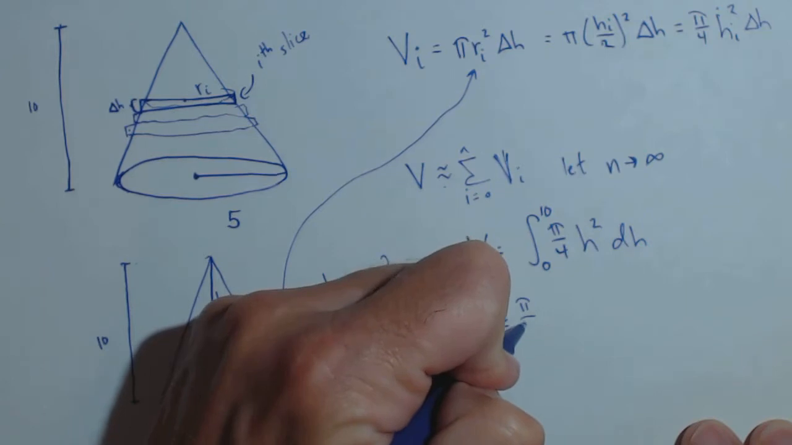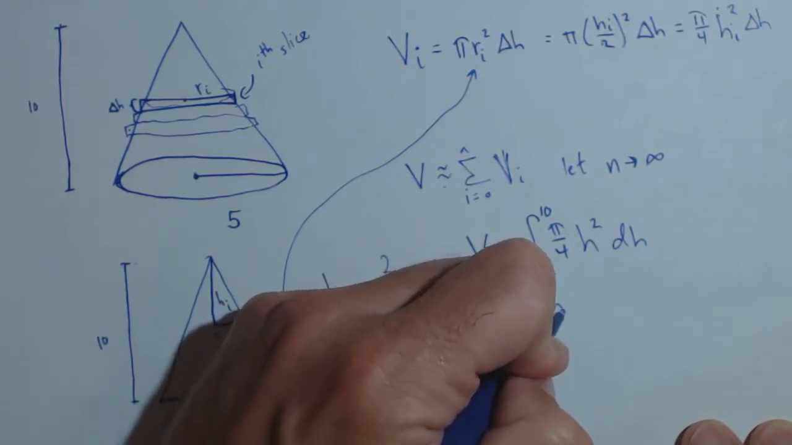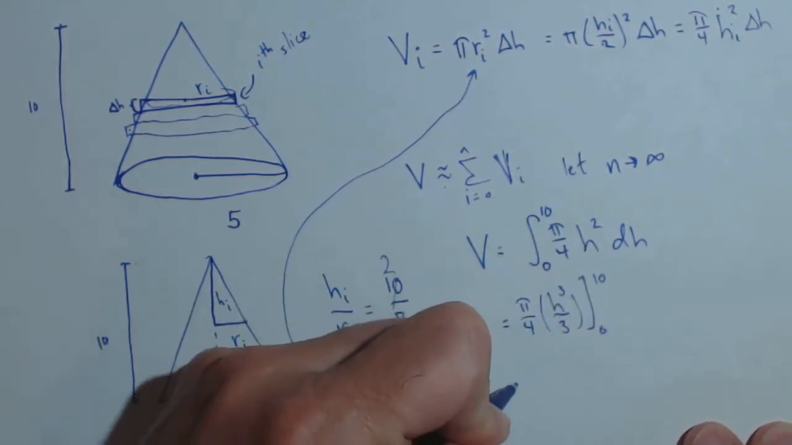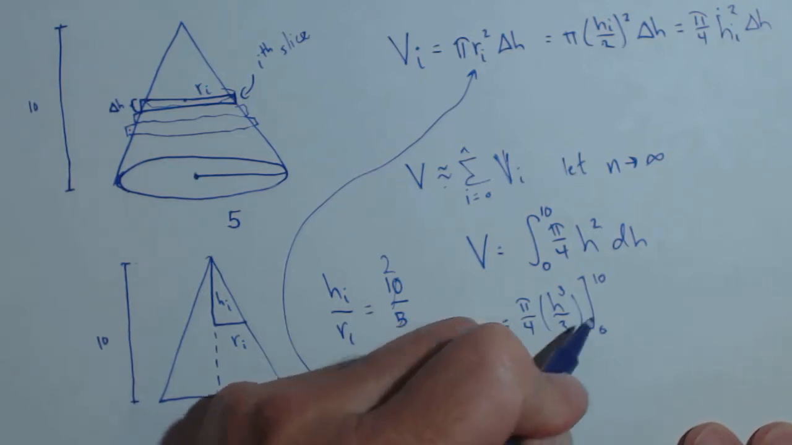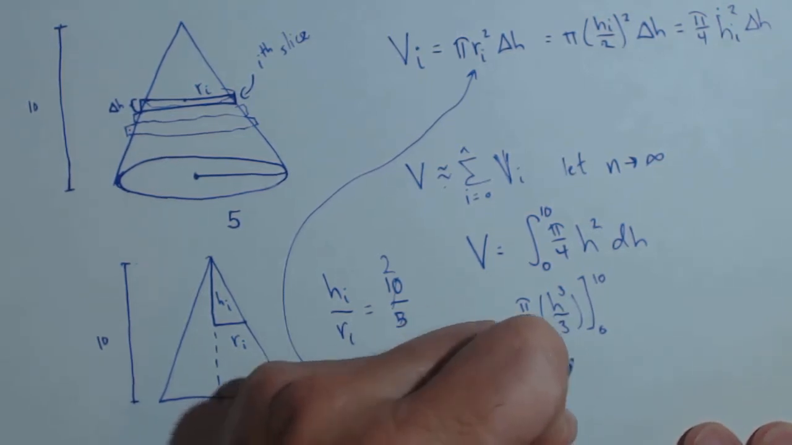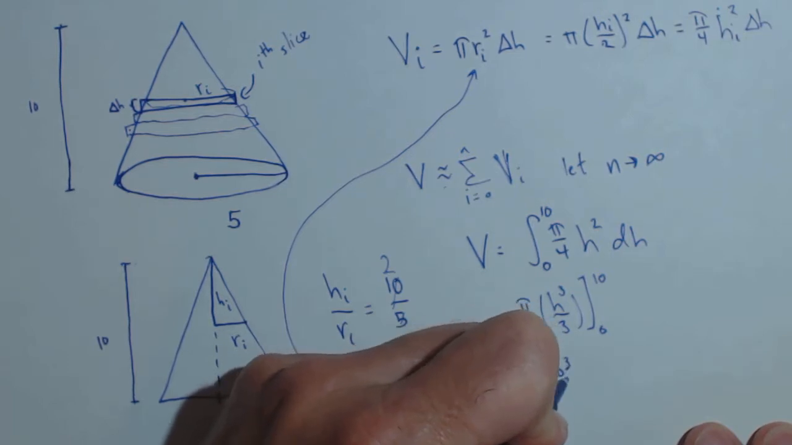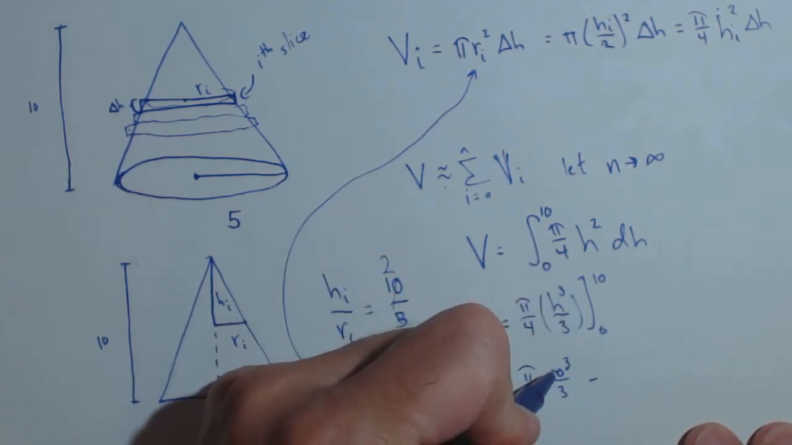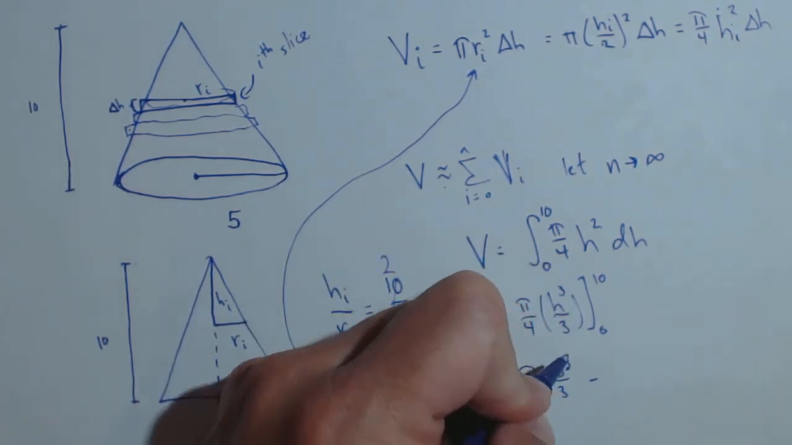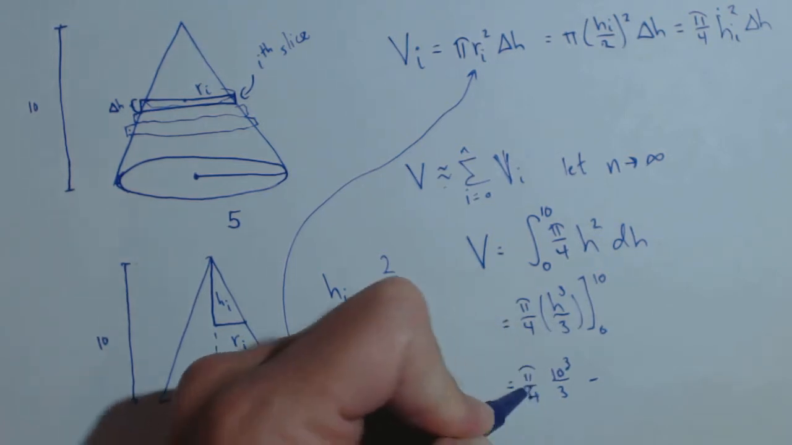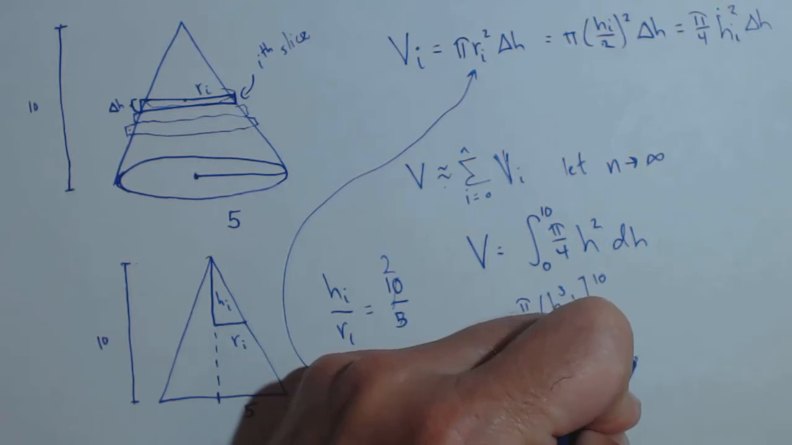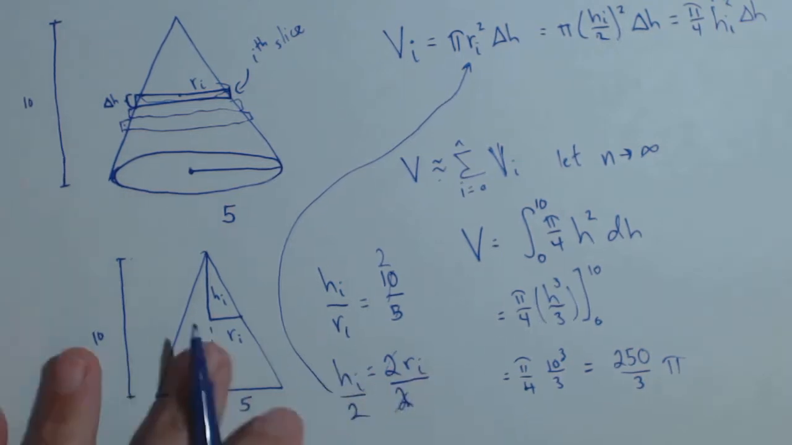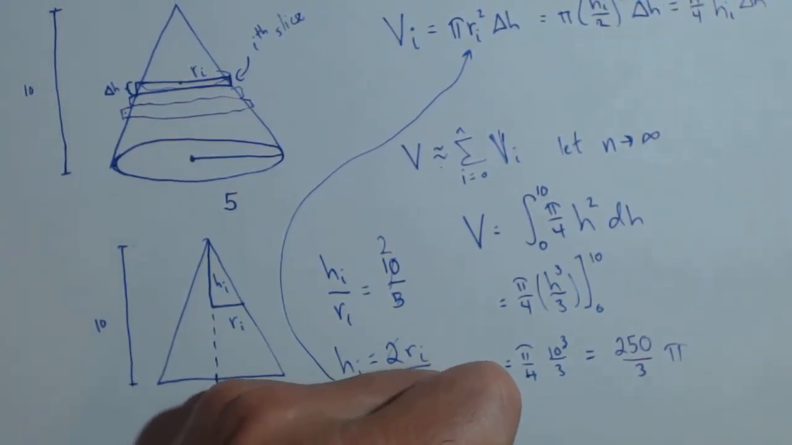I'm going to pull out the pi over 4. The antiderivative of h squared is h cubed over 3, and we're going from 0 to 10. So plugging in 10, we get pi over 4 times 10 cubed over 3. And it's going to be minus 0, because when h is 0, that's 0. We're going to get 10 cubed, which is 1,000, but it's going to be divided by 4. So 250 over 3 pi.